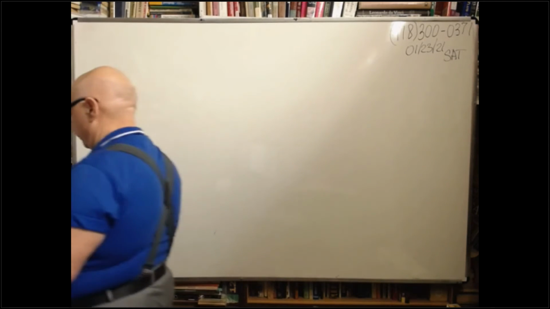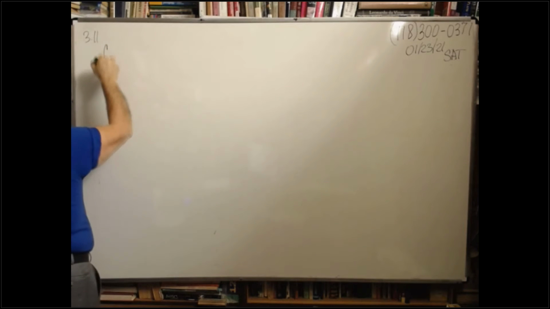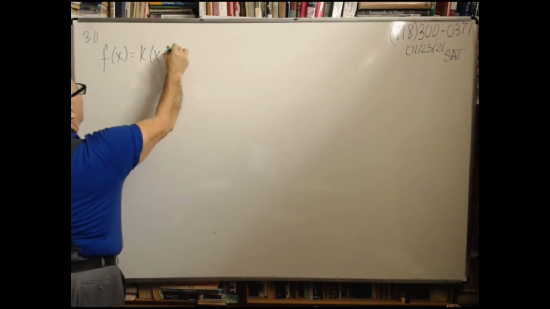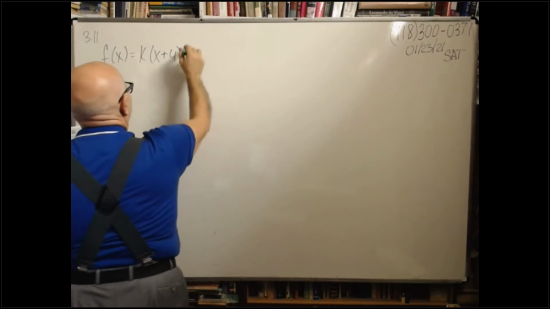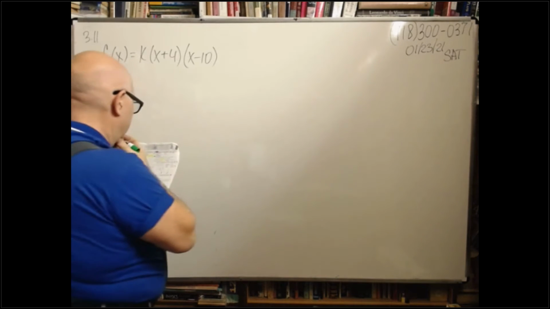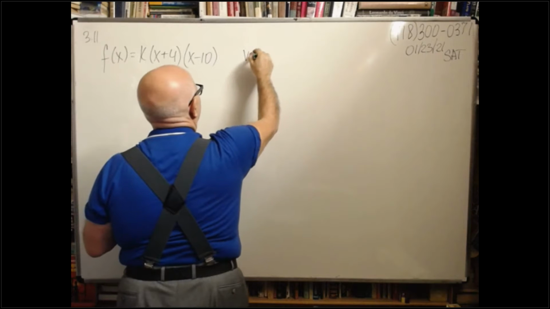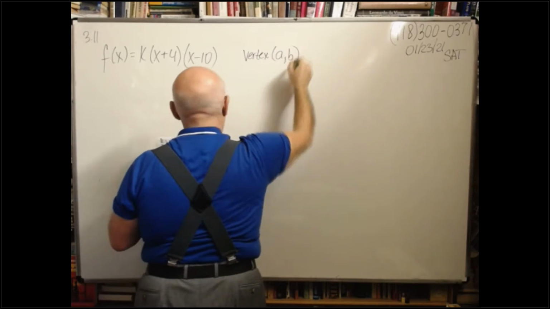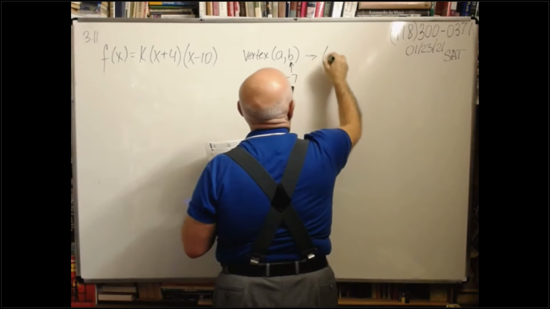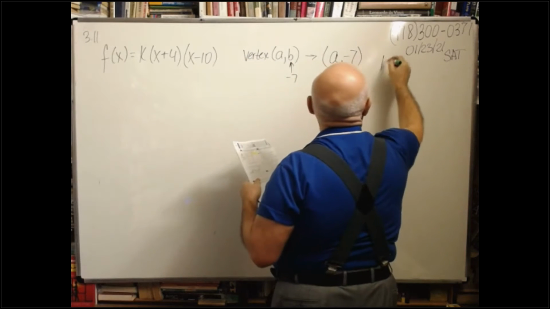What do we have in 3.11? In 3.11, we have f of x function equals to k times x plus 4 times x minus 10. Right? Function above. K is constant. The graph of the function is a parabola with given vertex A, B. What else is given? B equals to -7. You can write vertex A, -7. What else? Principal coefficient equals to K. K is a question mark.